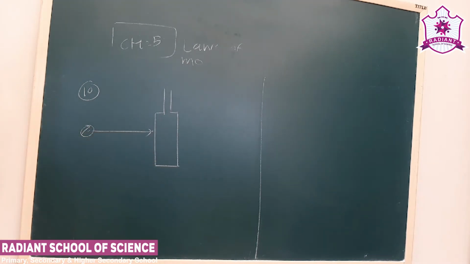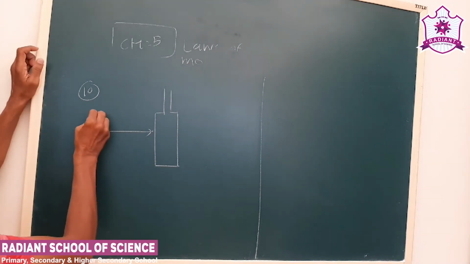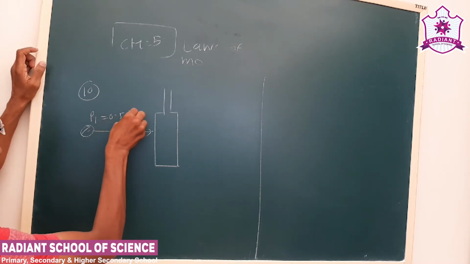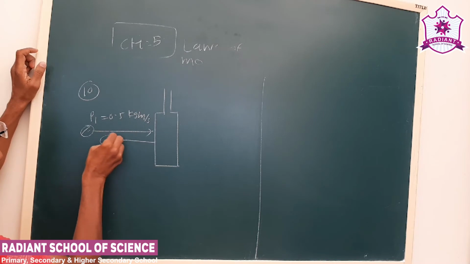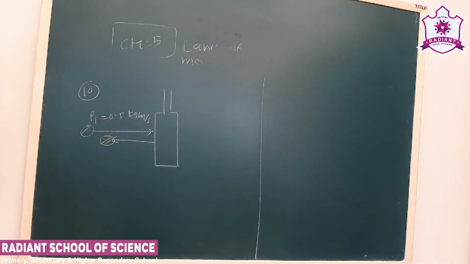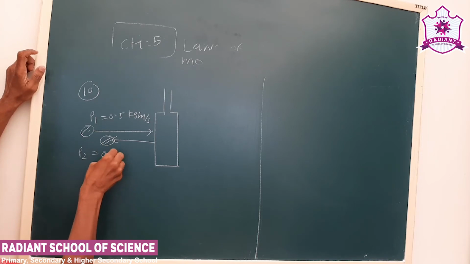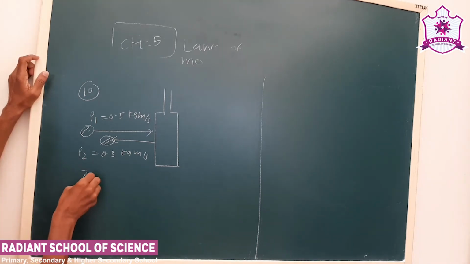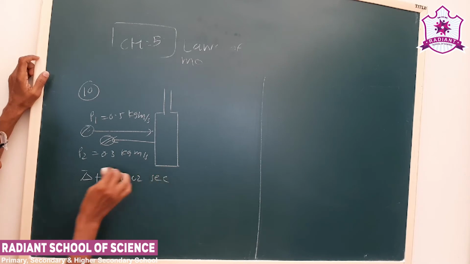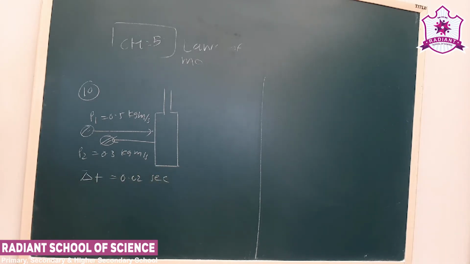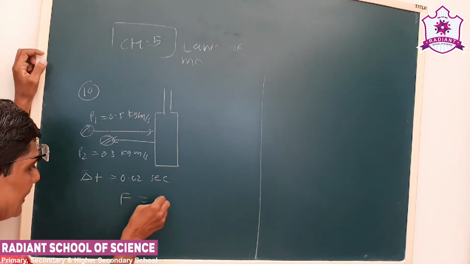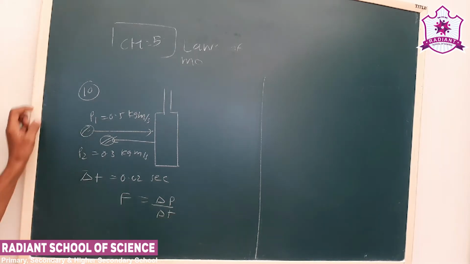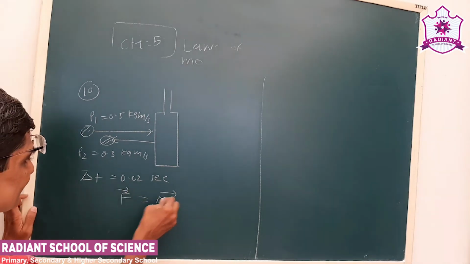See, a batsman hits the ball coming toward him with a momentum of 0.5 kg meter per second. He throws it back in the same direction with a momentum of 0.3 kg meter per second. See, the time of contact between the ball and the bat is 0.02 second. Calculate the force exerted on the ball by the bat. Now see, you know the equation, F is equal to delta P by delta T. Now see, the momentum is a vector quantity.